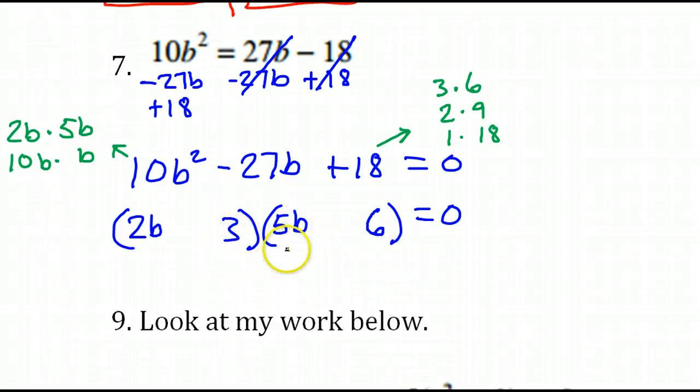Inner, I'm multiplying. So inner, I have 15b. Outer, I have 12b. I'm trying to get a middle of negative 27b. Is there a way to get negative 27 out of 15b and 12b?